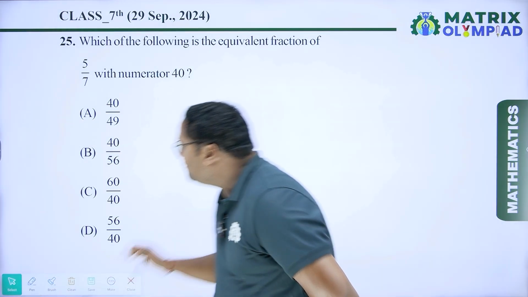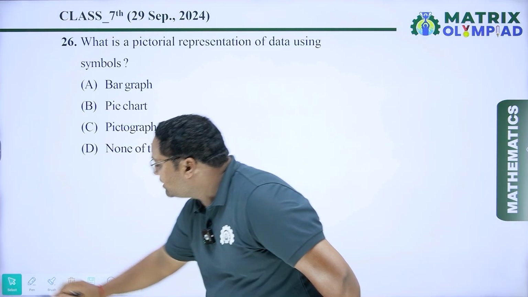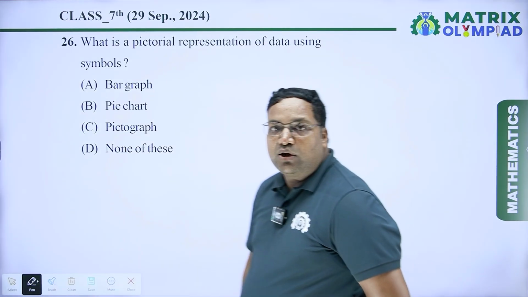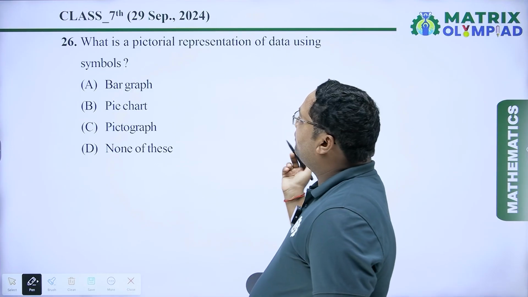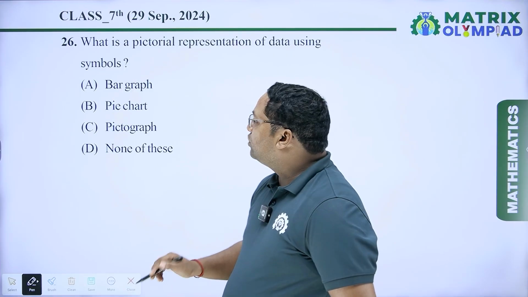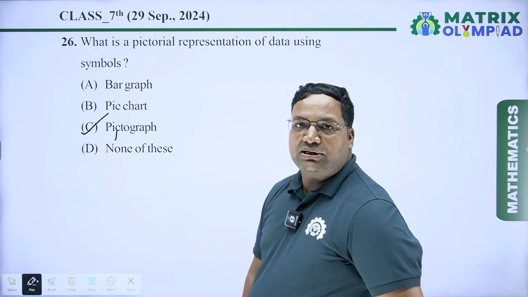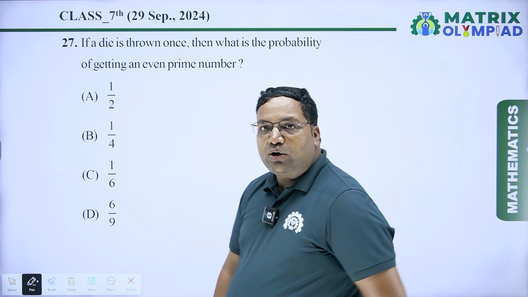Coming to the next question. Question number 26. Question number 26 is, what is a pictorial representation of a data using symbols? So it is known as a pictograph. So option number C is correct. Now coming to the question number 27.